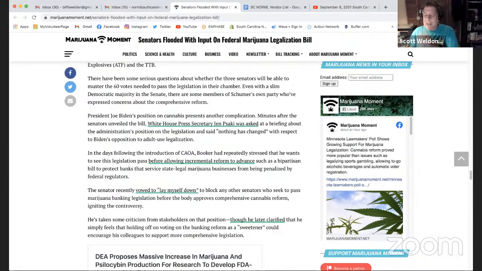then again, I've been watching some stuff about Biden and his comments on the crime bill. Somebody said, "Oh, hey, Google Biden crime bill gaffes," and there's some pretty good face palms. So in the following days after the introduction of the CAOA, Booker repeatedly stressed that he wants to see the legalization pass before allowing incrementation.